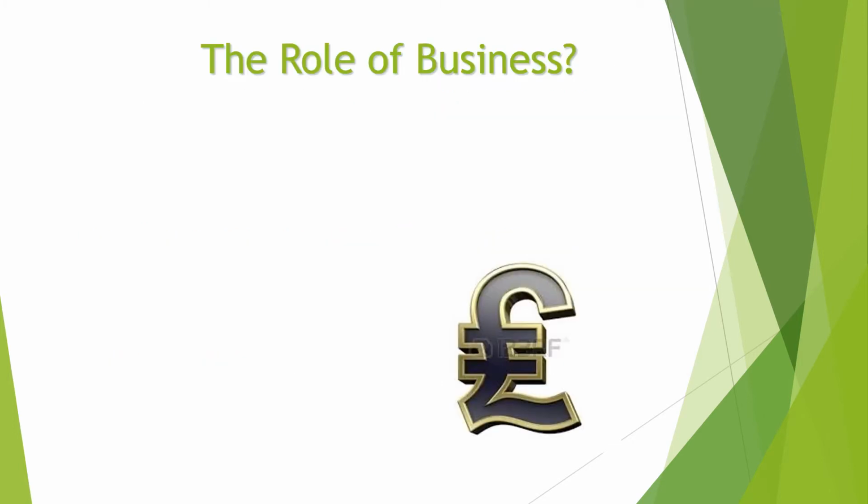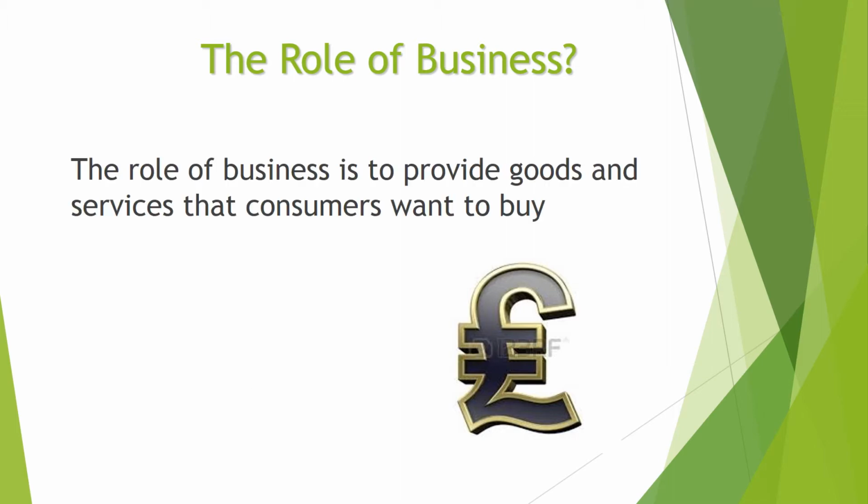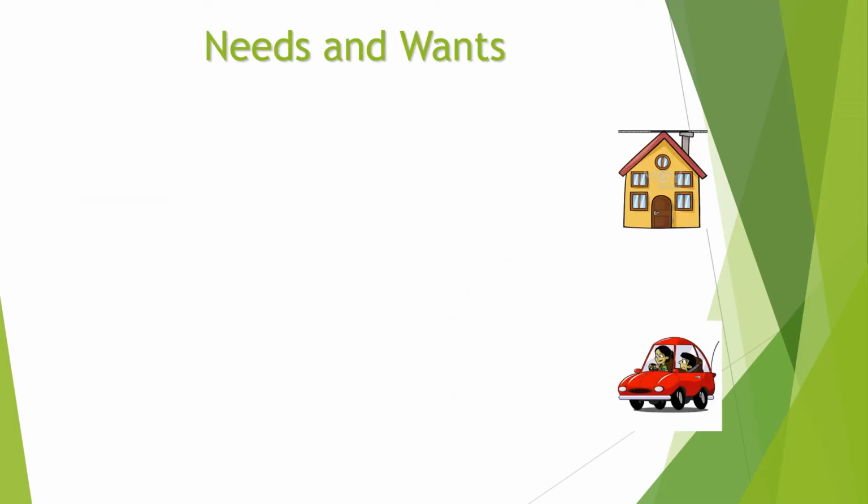The first thing we look at in National 5 is really why businesses exist. What's the role of business? And it's very, very straightforward. It's to provide us, the consumer, with the goods and services that we want to buy. These goods and services can be broken down into two types.